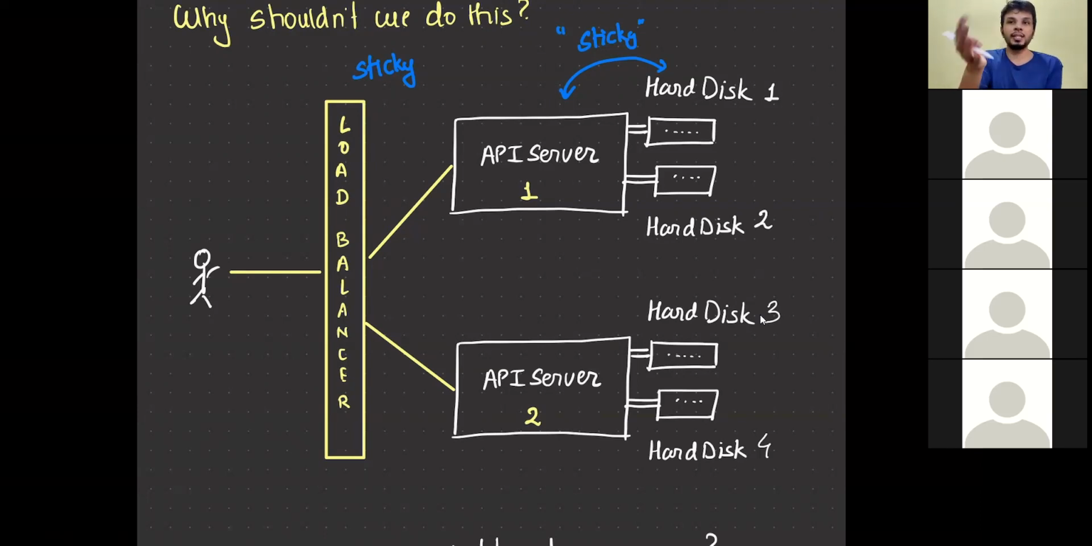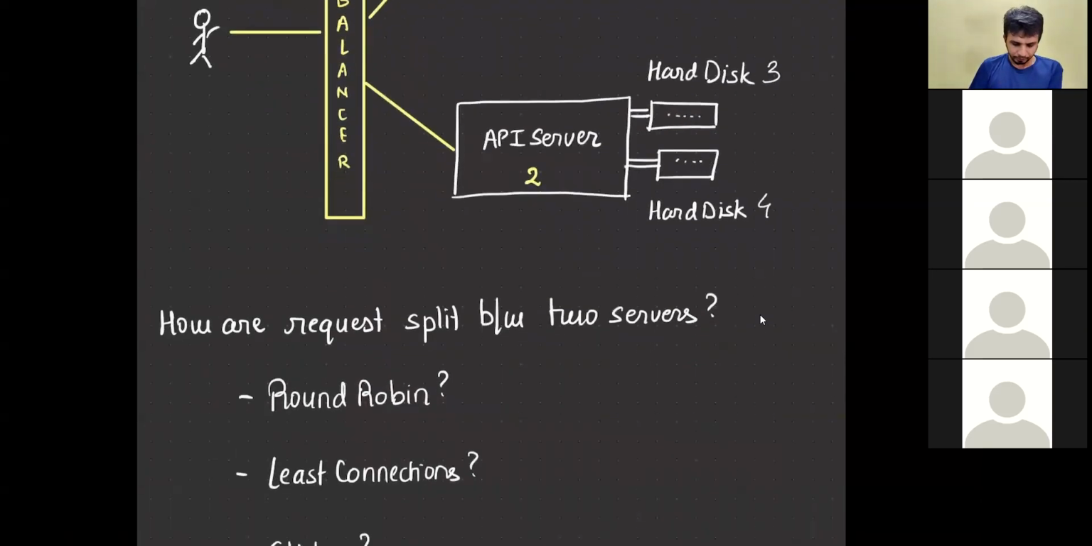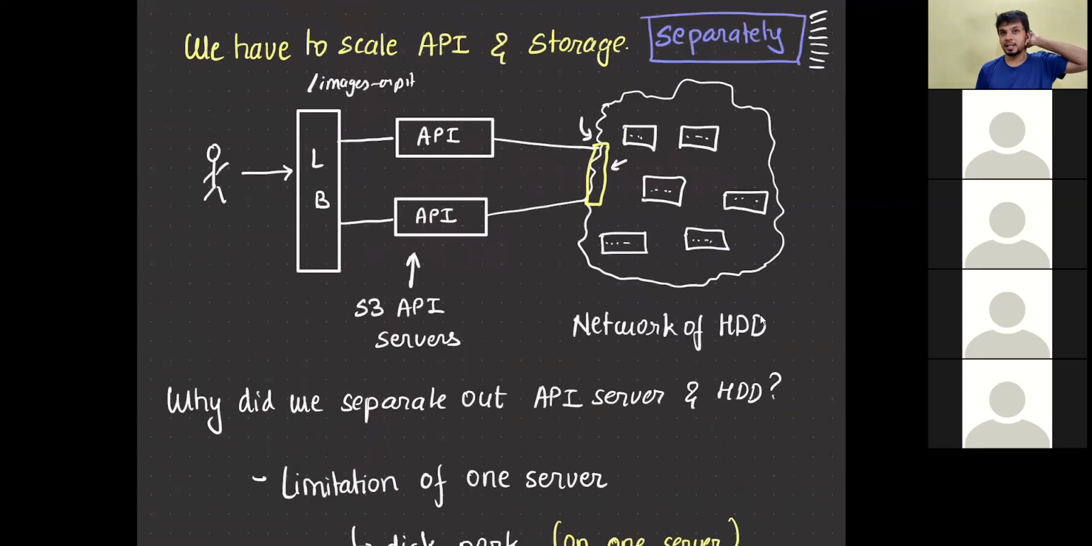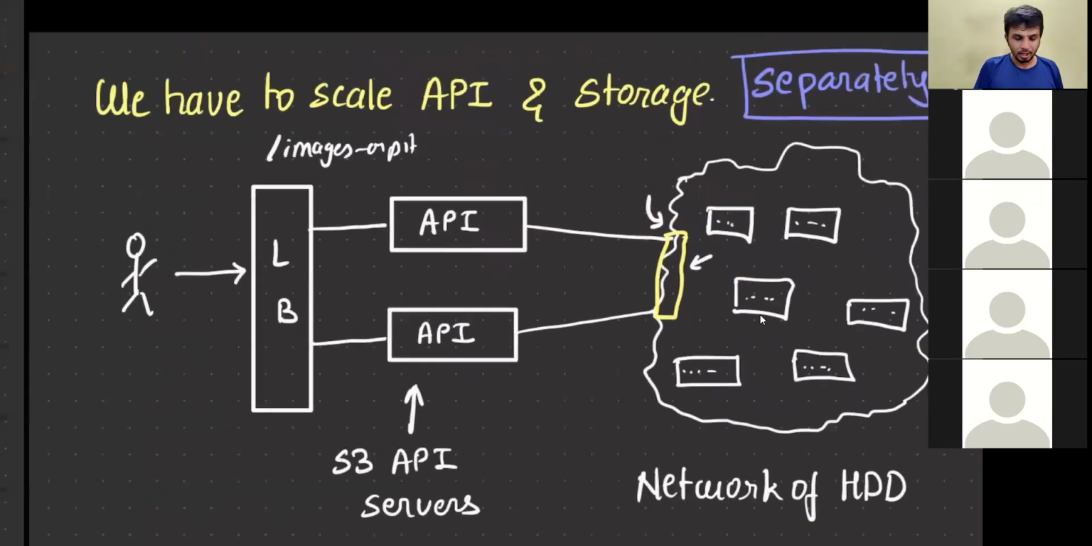But now if you see the problem, even after adding multiple servers to this, we are still not able to solve the problem efficiently. We could do much better here. So for request splitting, we should always go with sticky instead of round robin or least connections, whatever comes out of the box. So what do we do?